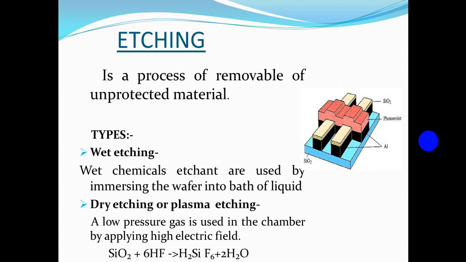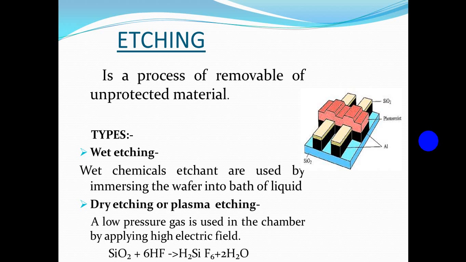In wet etching, wet chemical etchants are used by immersing the wafer into a bath of liquid chemical. The exposed film will be etched away, leaving unetched those regions of the film that were masked by the photoresist or other films. A common film etched is silicon dioxide, using hydrofluoric acid.